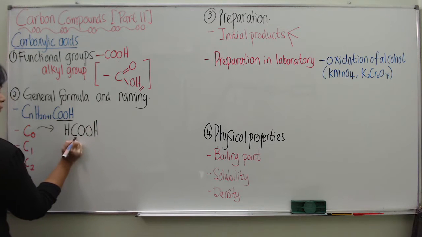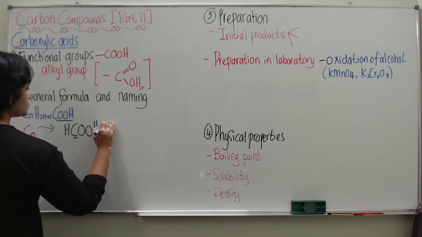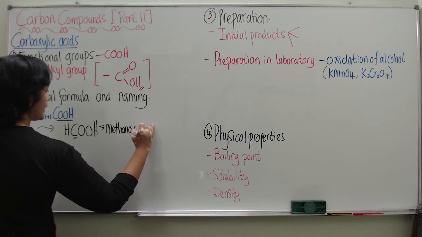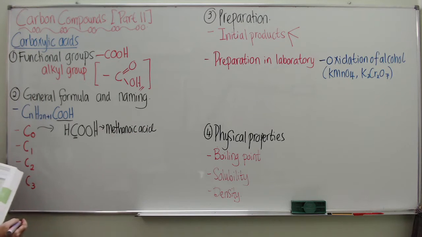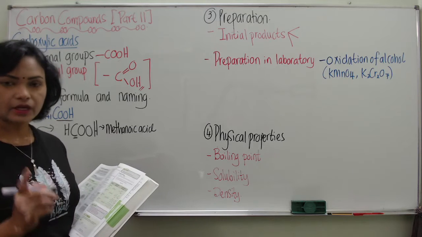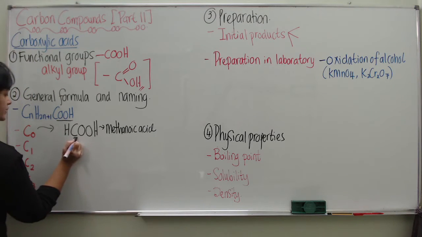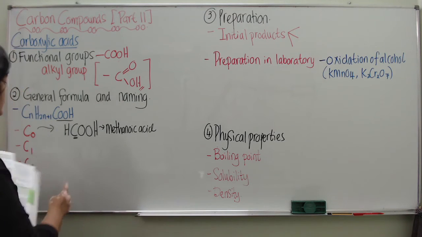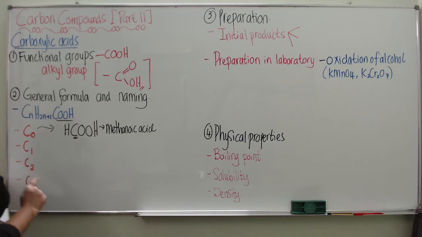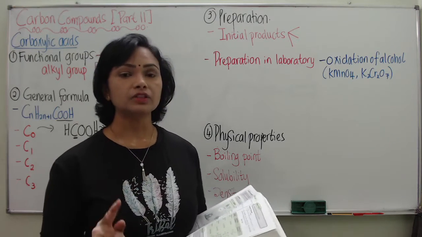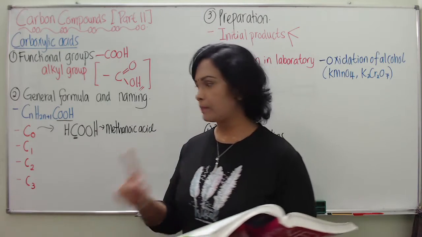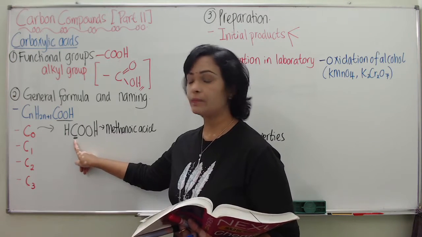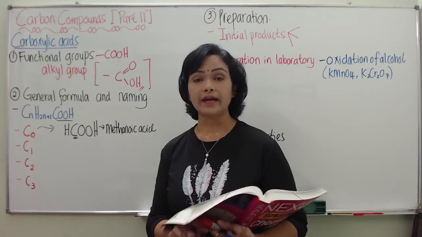So when you follow the general formula and use the concept carbon equals 0, students will get HCOOH. Since there is at least one carbon existing, this is what we call methanoic acid. Why methanoic acid? Because you have at least one carbon existing in the group. So even though the carbon count starts with 0, students must remember that there will be at least one carbon. The moment we see at least one carbon, that is where the name methanoic acid comes from.